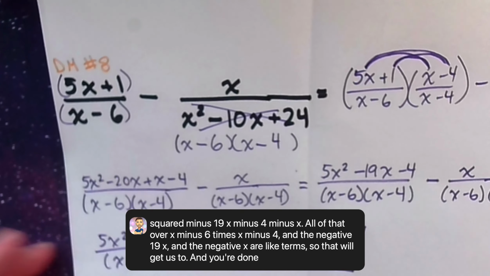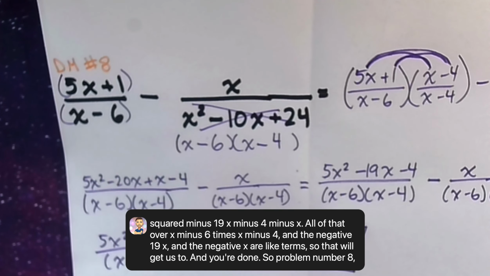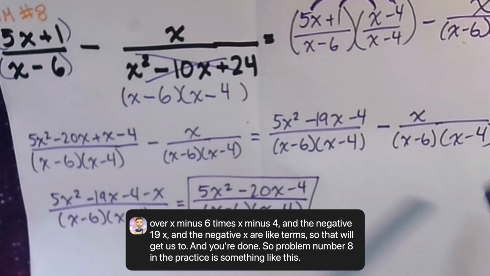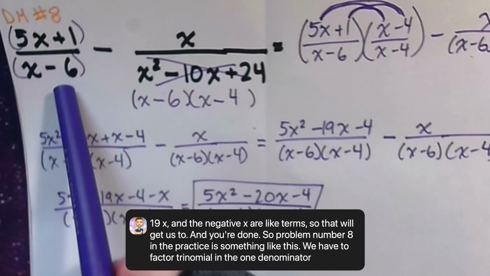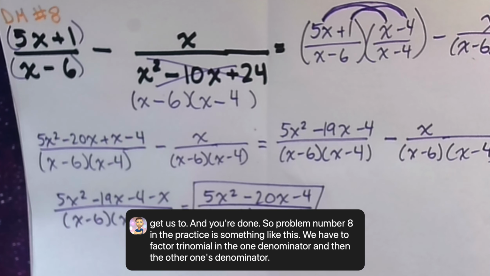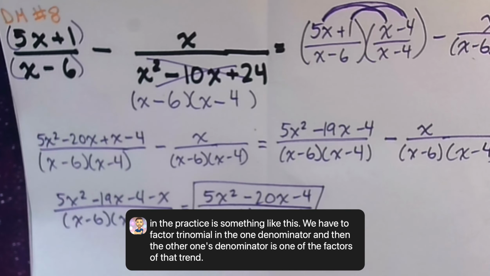And we're done. So problem number 8 in the practice is something like this, where we have to factor a trinomial in the one denominator, and then the other one's denominator is one of the factors of that trinomial, and we have to multiply it by the other one.